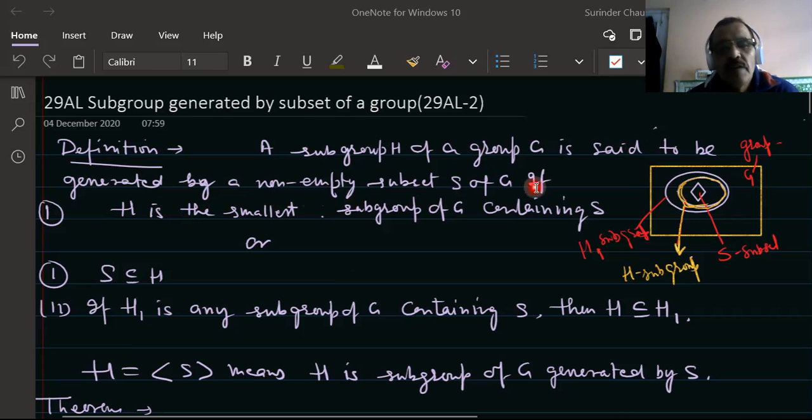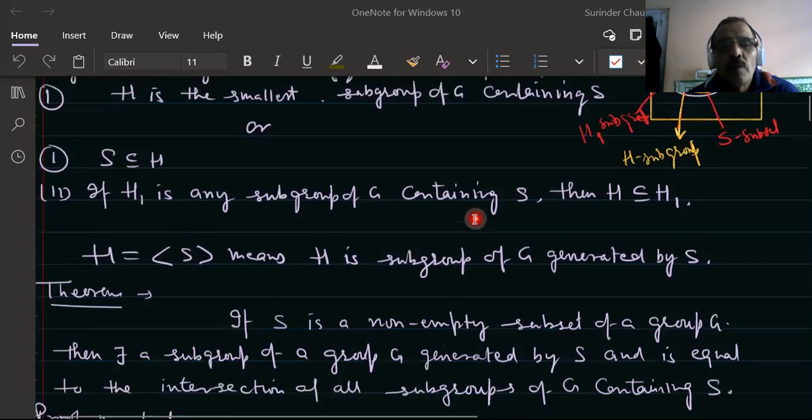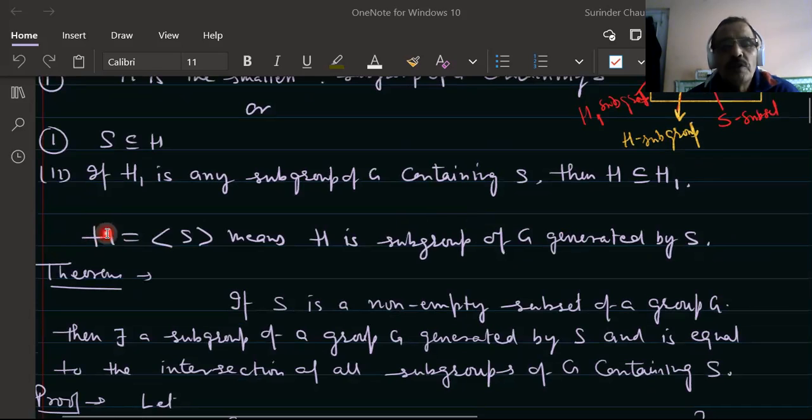G. Or it is noted that if this subgroup is generated by a non-empty set S, then we say that H is generated by S, meaning H is the subgroup generated by S. So, in order to understand all this, let us prove this theorem.